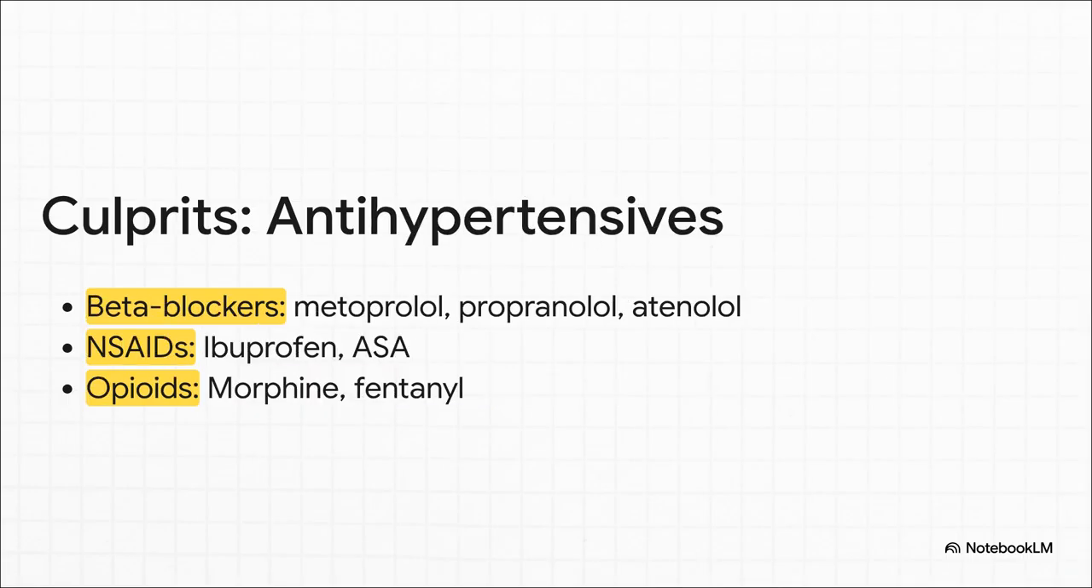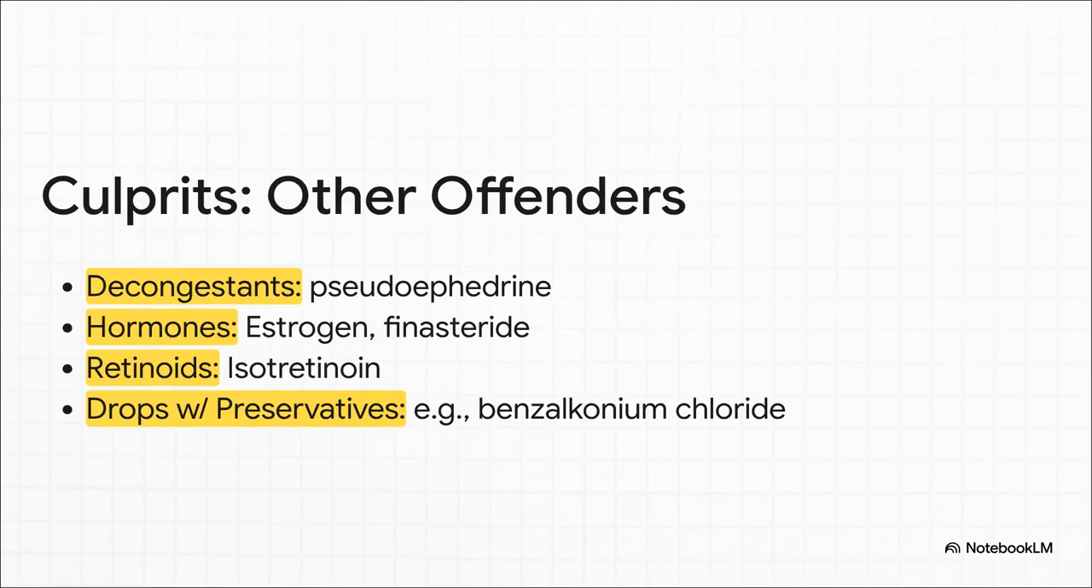And the list just keeps going with some of the most widely used drugs on the planet. Beta blockers can actually reduce tear production. And even everyday pain meds like NSAIDs and opioids are on the list of potential offenders. Of course, we also see it with decongestants, certain hormones, and the classic one, isotretinoin.